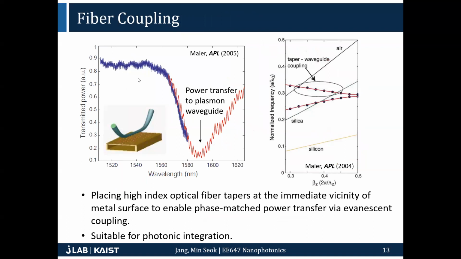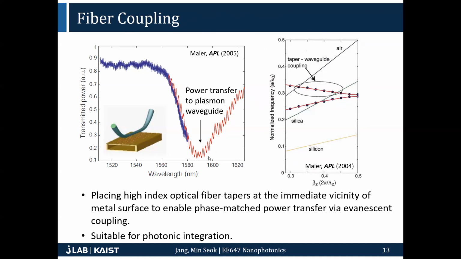And you can also think of fiber coupling. This is also a category of using a high index medium. So here, what is happening is that instead of using a high index prism, you use a high index optical fiber. The modes inside the high index optical fiber, here silica fiber, for instance, have a relatively high k vector, so that you can launch plasmons using optical fiber.